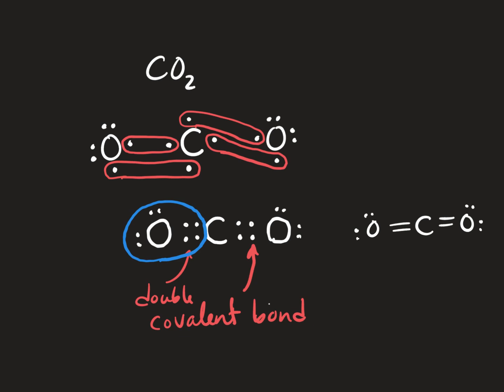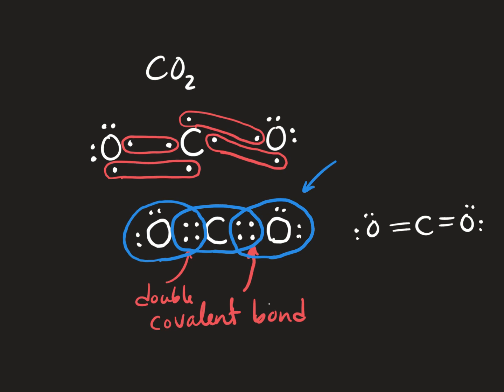There I've got 1, 2, 3, 4, 5, 6, 7, 8 electrons around oxygen. That's an octet. I've got 8 electrons around the carbon. 1, 2, 3, 4, 5, 6, 7, 8 around the carbon. That's an octet. And I've got 8 electrons around this oxygen. And that's an octet. 1, 2, 3, 4, 5, 6, 7, 8. We've got octets all the way around. That means we've got a stable molecule and we are good.